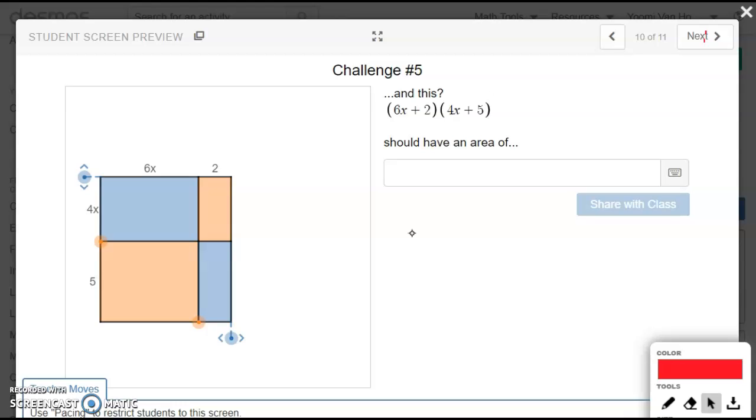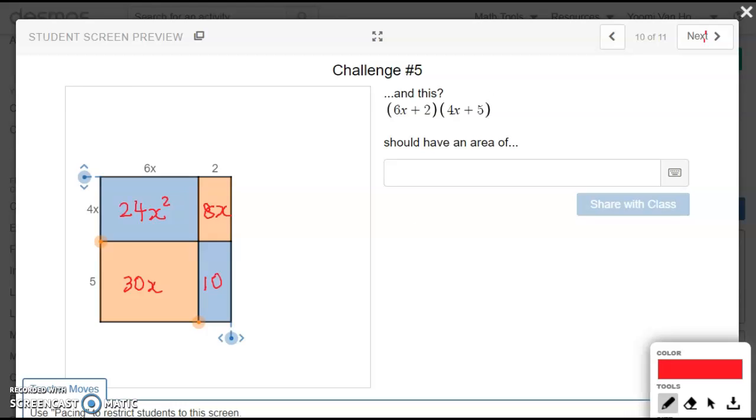So 6x plus 2 is the length. 4x plus 5 is the width, and so to figure out the area I need to multiply 6x times 4x. Well, multiplying 6 times 4 is 24, and x times x is x squared. 2 times 4x is 2 times 4 is 8x, and 6x times 5 is 6 times 5 is 30, and we still have x to multiply, and then 2 times 5 is 10.